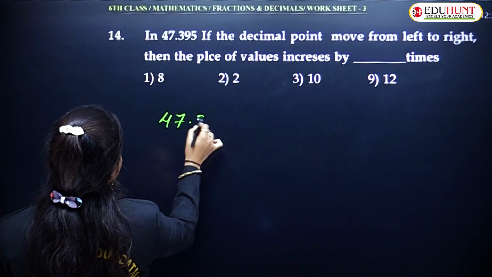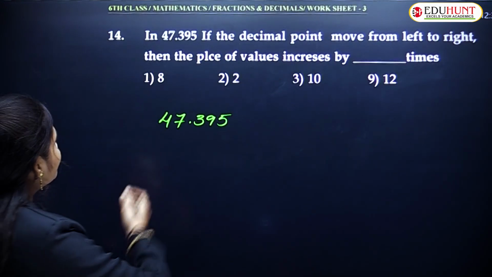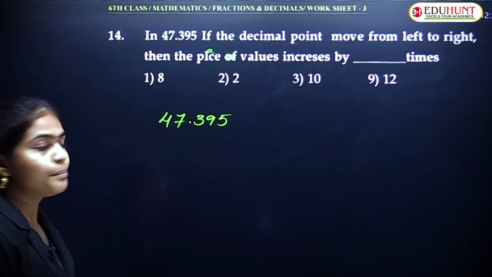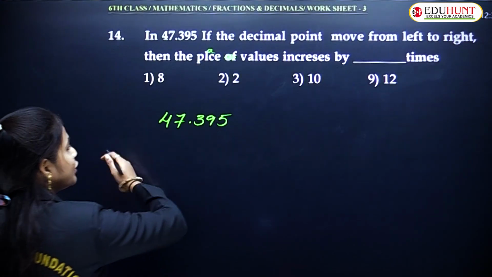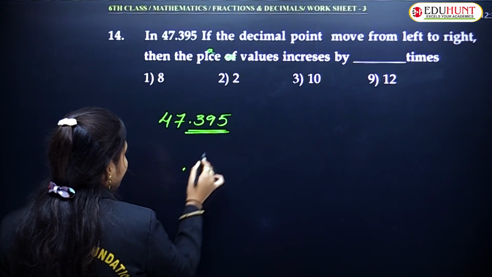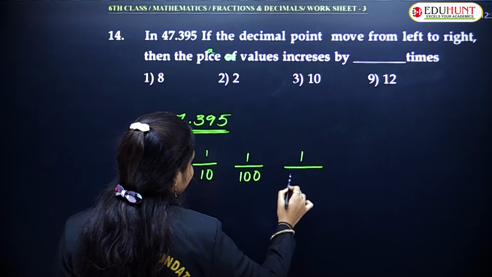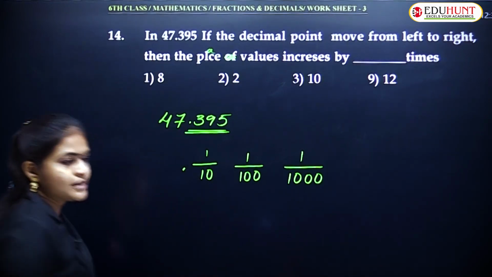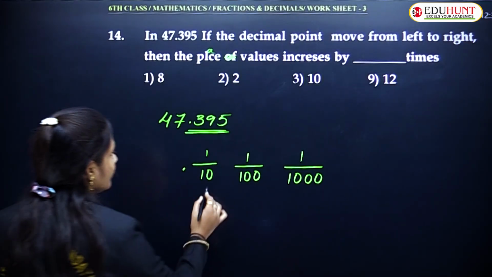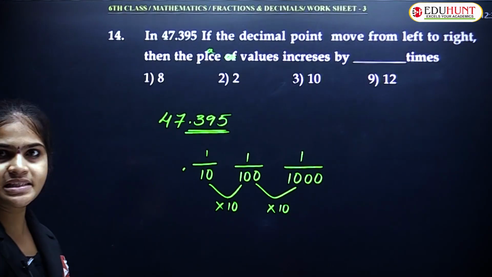47.395. If the decimal point moves from left to right, then the place values increase by how much? In the decimal place, the first place value is 1 by 10. Next place value is 1 by 100. Next place value is 1 by 1000. So here it increases by how many times? 10 times only, into 10 into 10.